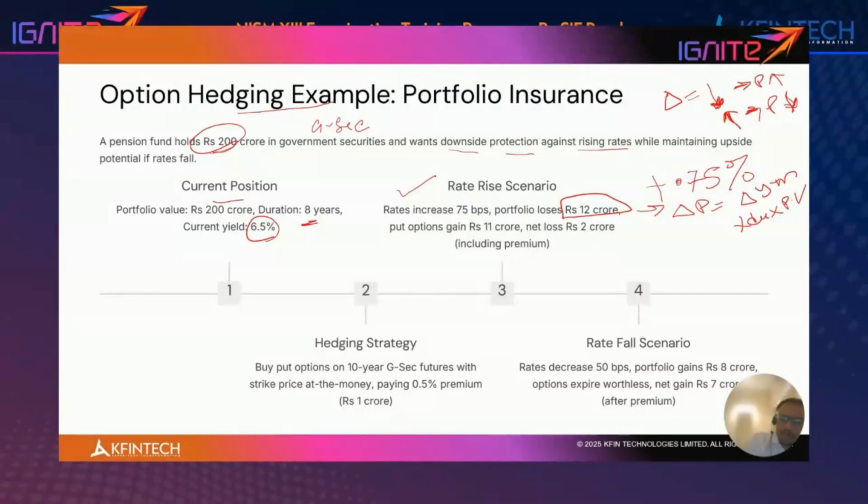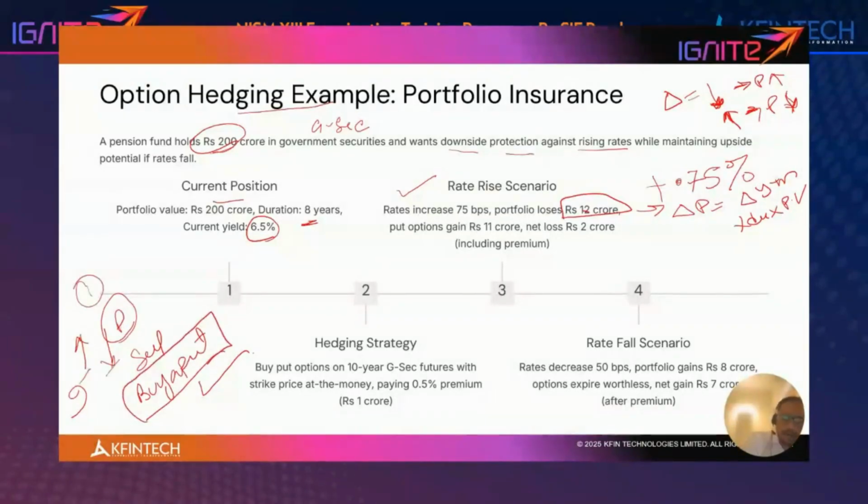So now for hedging this 12 crore, I can enter into an option trade. Now from the previous slide, we know that when the rates are expected to rise, the prices will go down. When the prices go down, you can sell a future or you can buy a put. So in this scenario, the rates are expected to go up, so it fulfills this criteria. What should I do? I should buy a put. So I buy a put option on GSEC futures, at the money strike, and pay 0.5% premium. 0.5% of 200 crores is 1 crore.